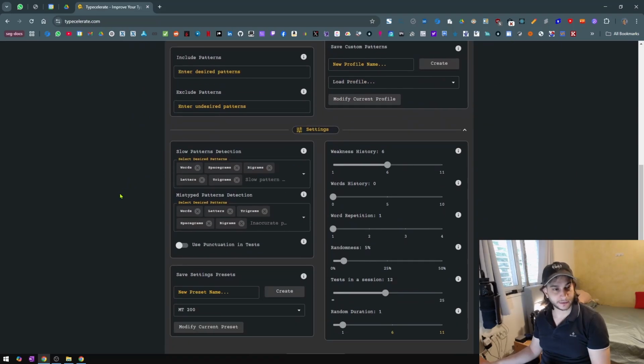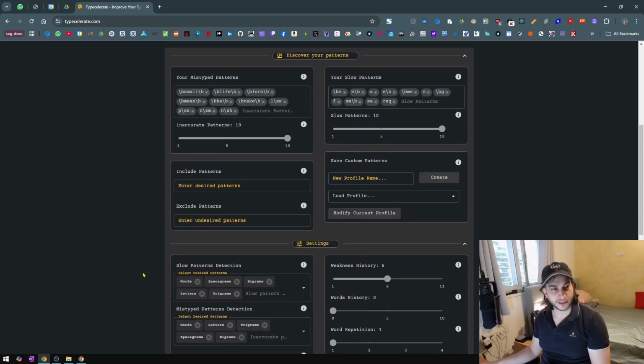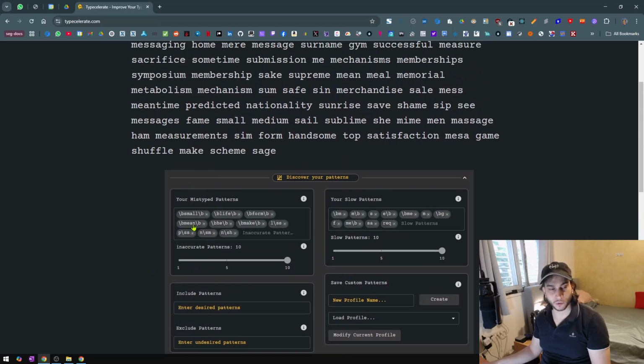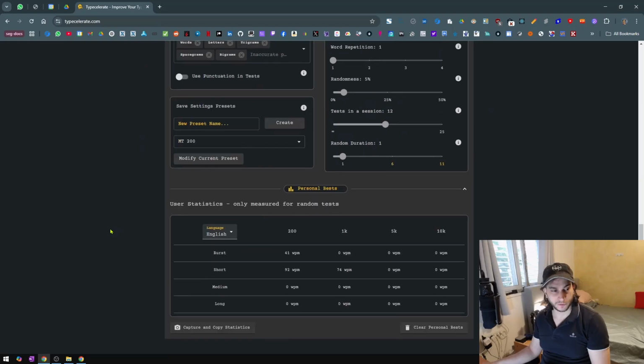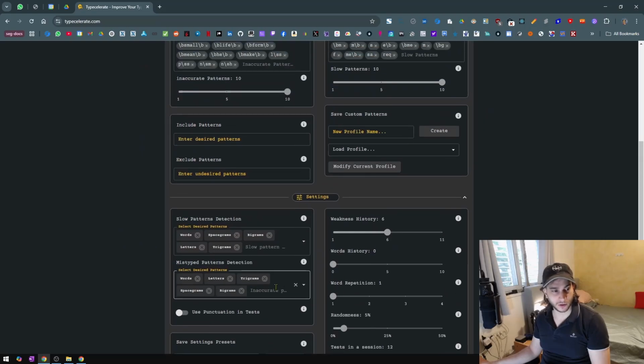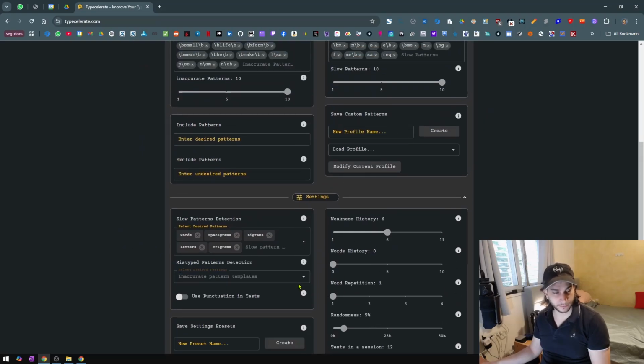And yeah, that's it for the types of patterns. Now, maybe there's something else I want to show you. So these are your slow patterns and mistyped patterns, right? And you don't necessarily want to practice both of them at the same time. So of course you can decide to just not collect any mistyped patterns, for example, and you can select which patterns you want to practice.